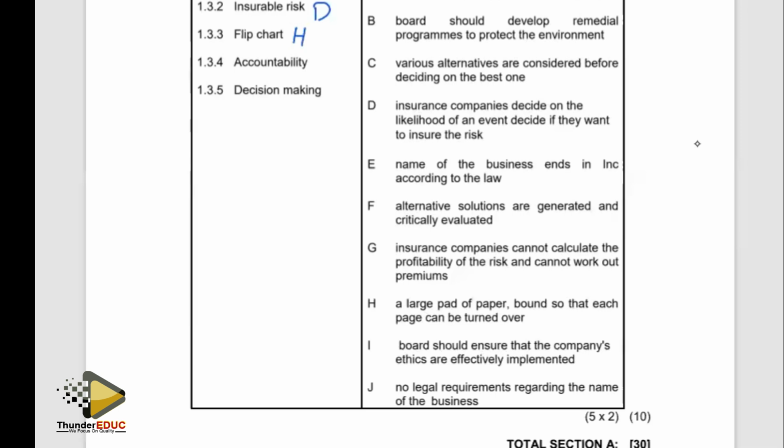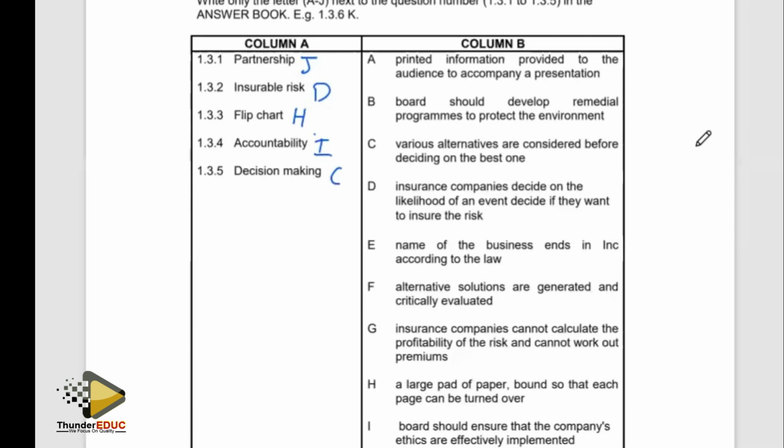So now let's move on to 1.3.4, where we have accountability. Accountability is in line with a board should ensure that the company's ethics are effectively implemented. So the appropriate answer in this regard is going to be I. Now the one for decision making, we are going to check out the various alternatives are considered before deciding on the best alternative to be taken. So in this regard, our appropriate answer is going to be C. Okay, right. So now we are done with question one for KZN.